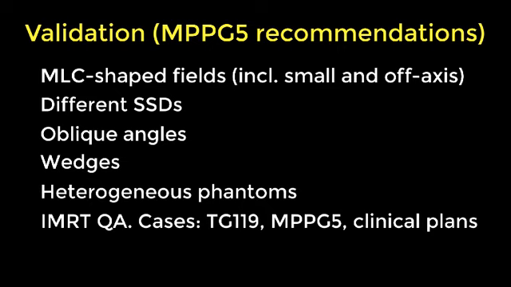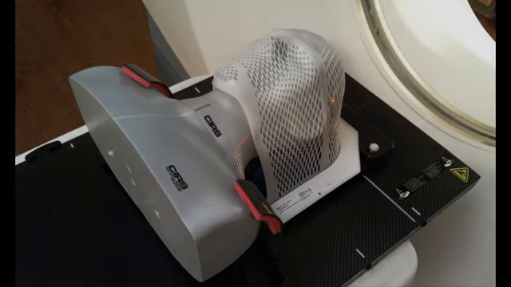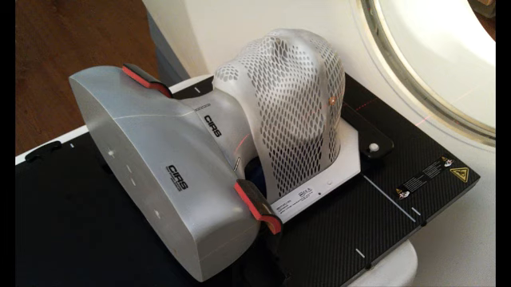So now let me go back to this concept of the end-to-end test or the external phantom-based review, and they're sort of related to each other, as you'll see in a minute. End-to-end test is a bit of a jargon word, but it's very important for you to understand what it is. So let me walk you through this. There are many ways to accomplish it, and here I'm just showing one particular system. This is an anthropomorphic phantom that's available from one of the vendors. There are many such systems available.